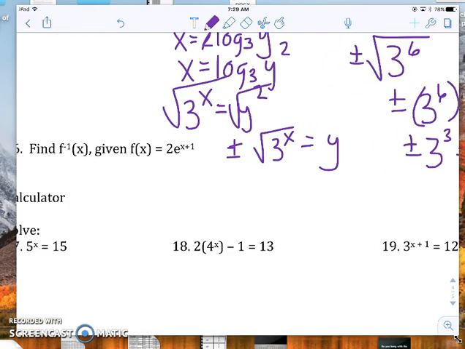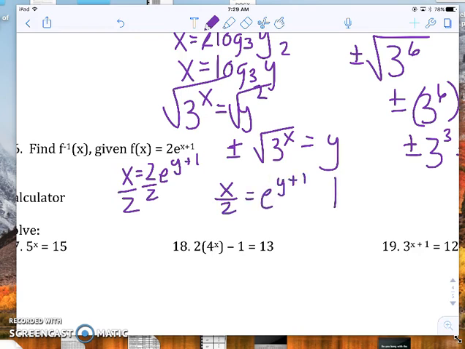Find the inverse here. So x equals 2e to the y plus 1 divided by 2. So x divided by 2 equals e to the y plus 1. Rewrite it as a log. So log base e of x divided by 2 equals y plus 1. Log base e is natural log. Then we have to minus 1 would be our y value.